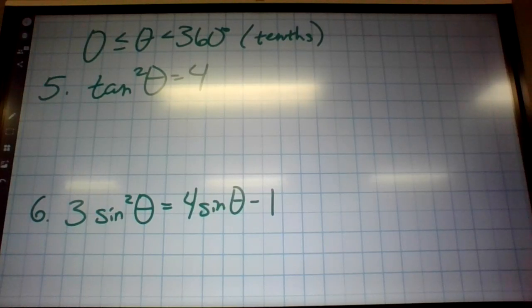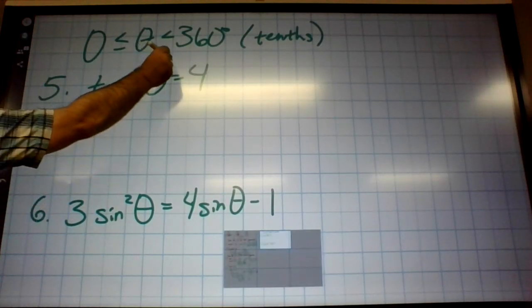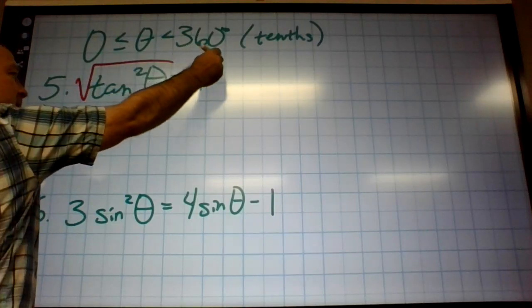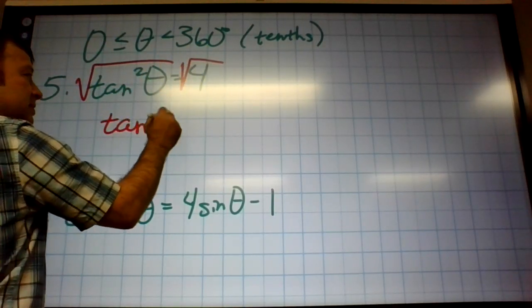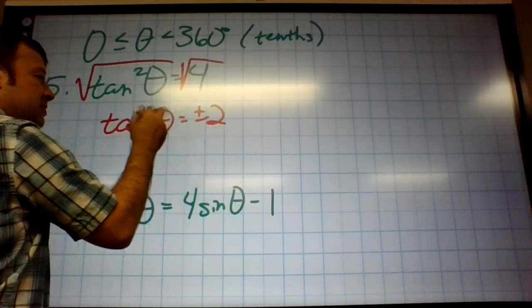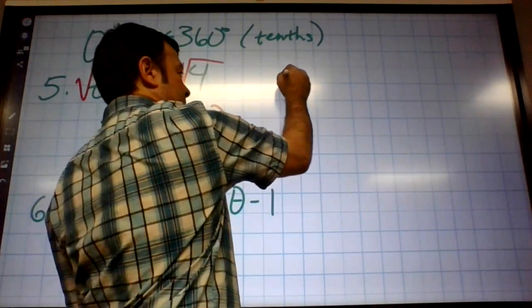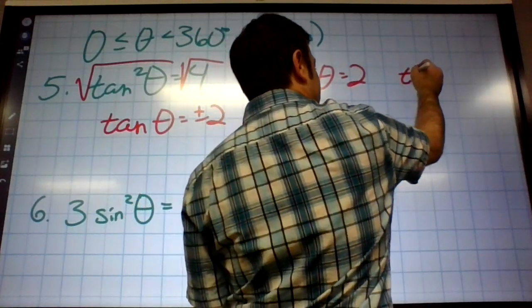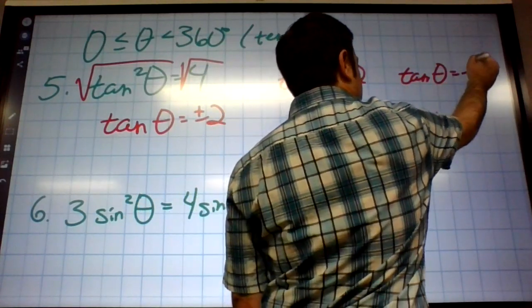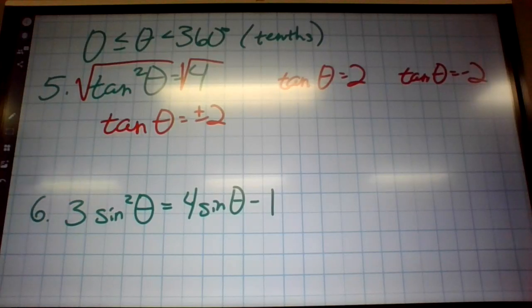Okay, what do we do first on 5? I forgot to switch colors. Square root. We don't want that squared. You've got to remember though, when you use the square root trick, it's plus or minus. So if you remember that, at this point it's pretty much the same as numbers 1 and 2.